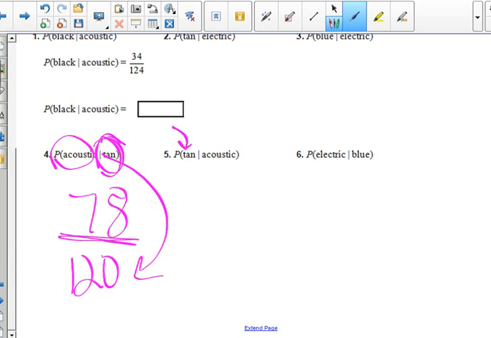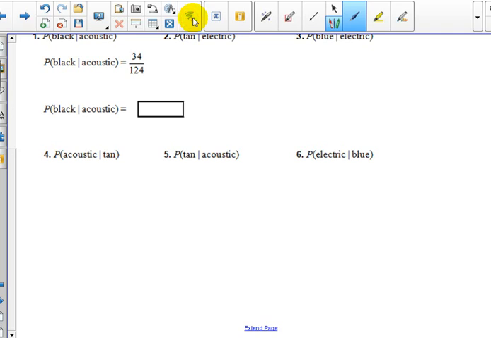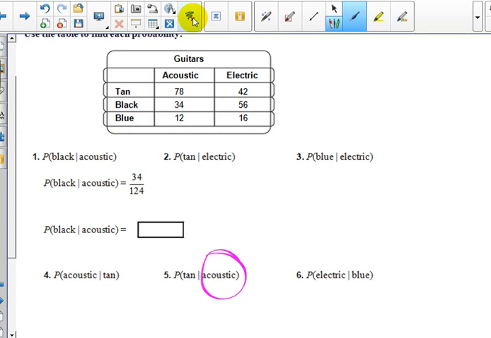So the first one's always your numerator, the second one's always your denominator, and the second one is always the one you total up. Okay? Any questions on this one? So what does that equal? About 65% on that one. Right? Now work 5 and 6 real quick. And remember the acoustic, they already totaled, it's 124.